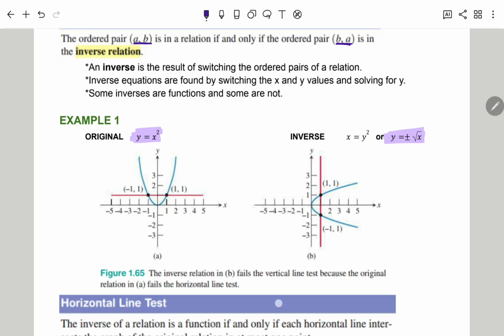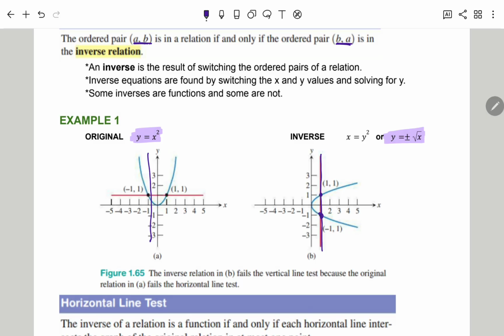So the first one, we know this is a function, right? We've done parabolas lots of times. It always passes our vertical line test. We know the inverse is not a function because, oh, look, our vertical line test touches at 2 points. The inverse in B fails the vertical line test because the original fails a horizontal line test.